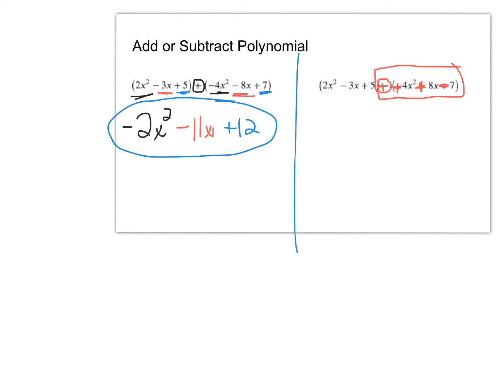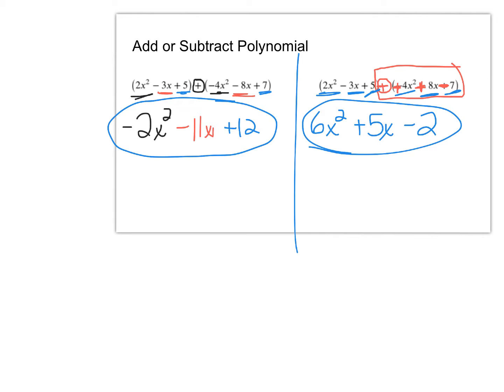Now that we did that, we're back to what we were just doing, adding and subtracting. So 2x squared plus 4x squared is 6x squared. The x is negative 3x plus 8x. That's going to be 5x. And then we have positive 5 minus 7, which is negative 2. And there's that. So again, adding and subtracting, very basic. Just watch out with subtraction. You have to watch that minus. We have to change that to plus. And then it's pretty simple to do after that. All right, so let's keep moving on.